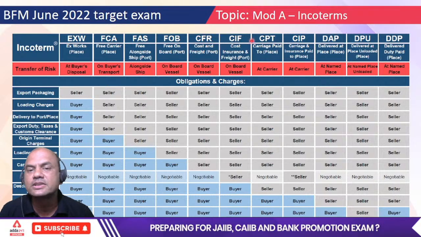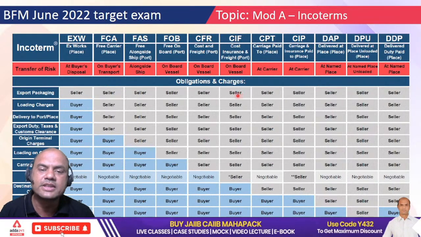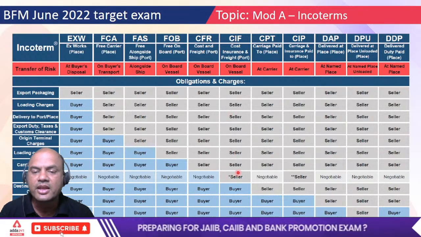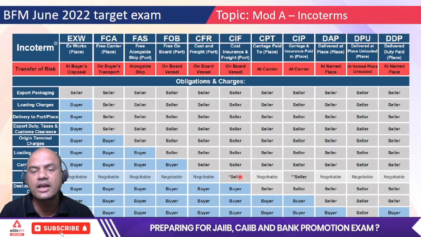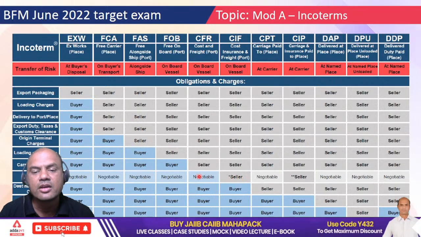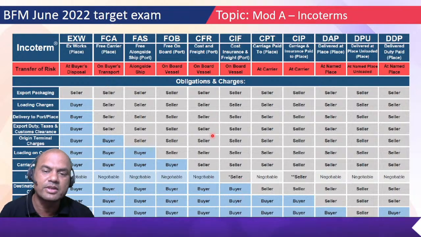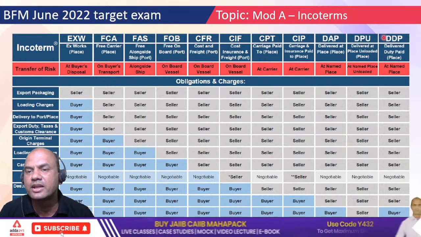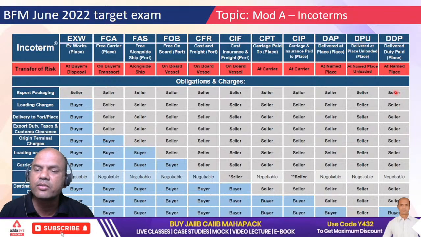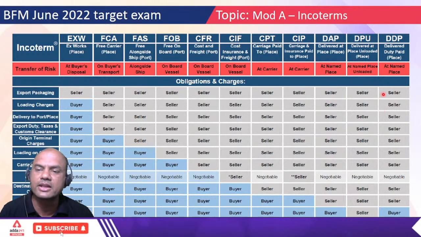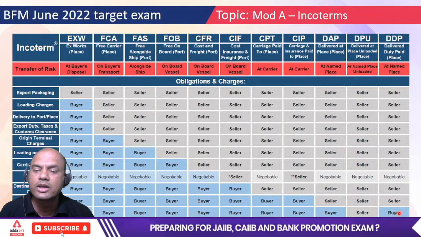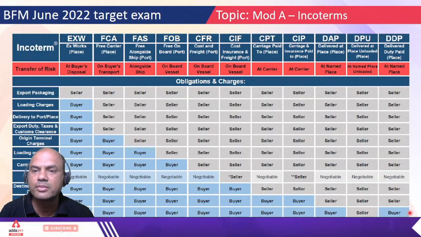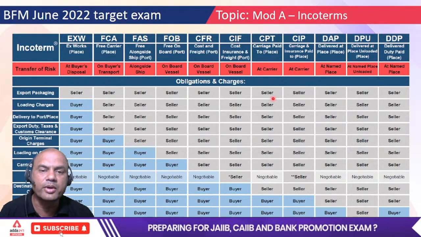CFR done. CIF is also important. Same as CFR, everything is by the seller, only insurance differs. Insurance is by the seller in CIF, whereas in CFR it is by the buyer. The remaining everything is the same between CIF and CFR. Then what is DDP? Everything is by the seller. Only what does the buyer do? Unloading at destination. When the truck is received at his end, unloading is done by the buyer. Got this point, everyone?